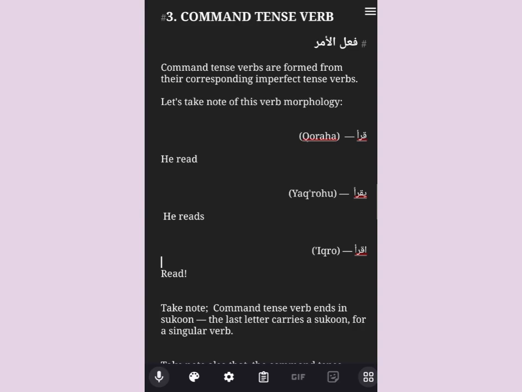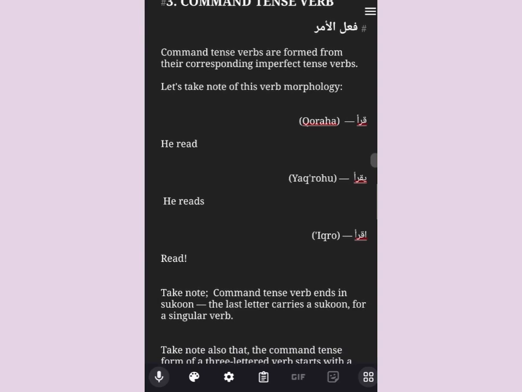I want to believe that many of us will be familiar with this verse: اقرأ باسم ربك الذي خلق. How did we come about the command tense verb اقرأ? What happens here? There are two things that we need to take cognizance of in this particular verb. The last letter, hamza, carries a sukun.